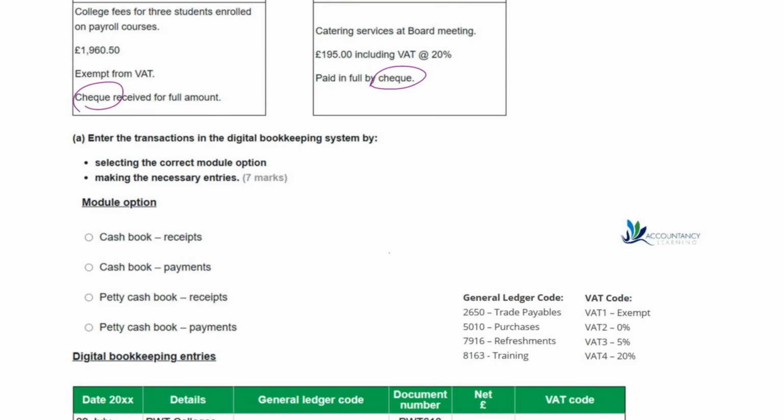So we know it's going to a supplier, so we can rule out any receipts because we are actually making the payment. Then we need to decide whether it's cash book or petty cash. Now the petty cash is going to be cash only. So this is the physical cash that we might have on the premises for small purchases. So it has to be the cash book because the cheques come out of the bank. So it's going to be in our cash book payments.